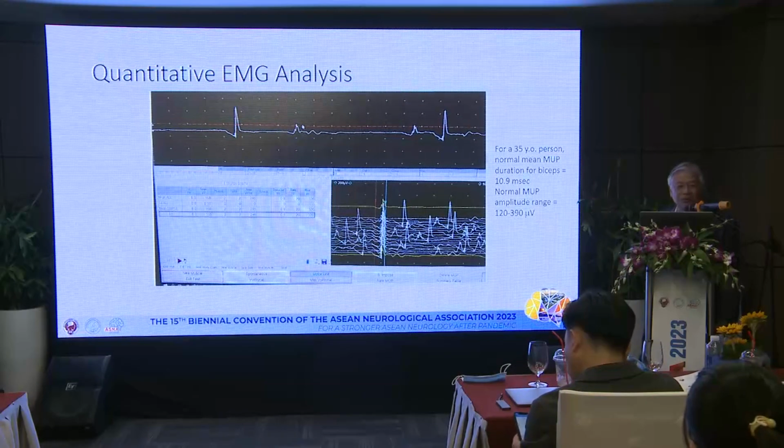Now, that's only one motor unit. To do this correctly, you actually have to collect 20 and average them out.